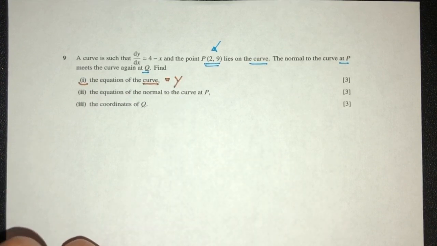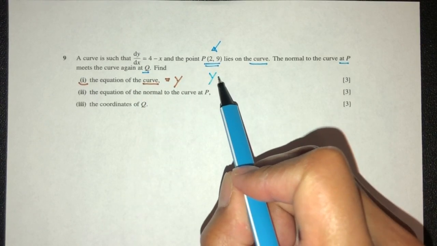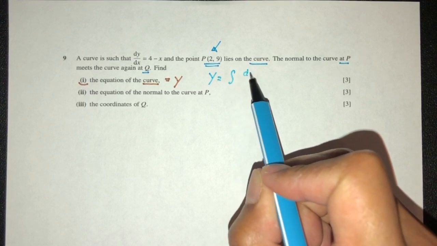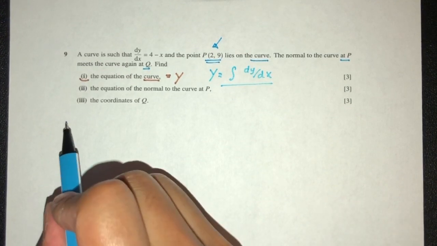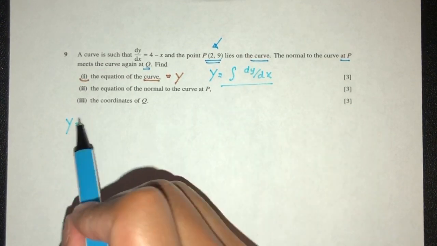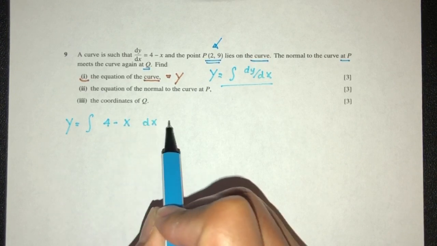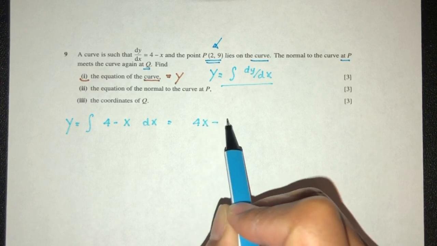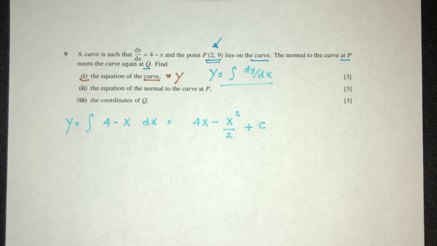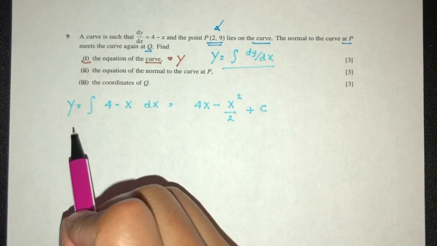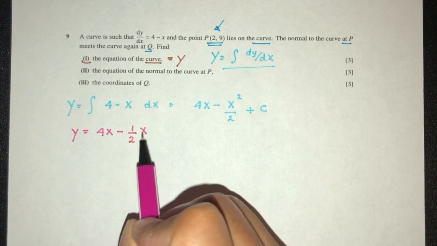Now we understand that if you're given dy by dx, to find y, y is equal to the integration of dy by dx. That's how you would find y. So y will be the integration of 4 minus x with respect to x. That will be 4x minus x squared over 2 plus c for the constant of integration. Now let's write this down: y is equal to 4x minus half x squared plus c.